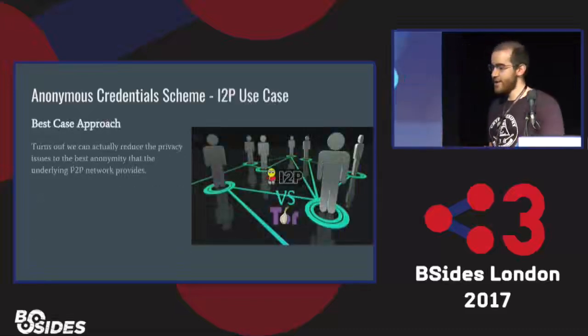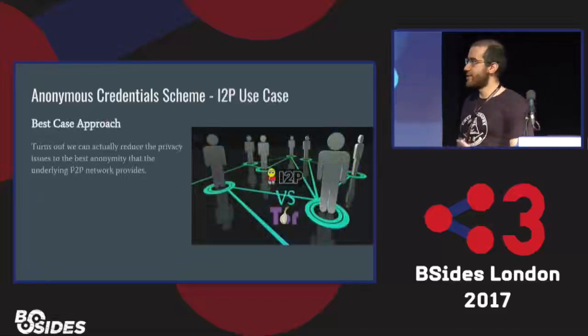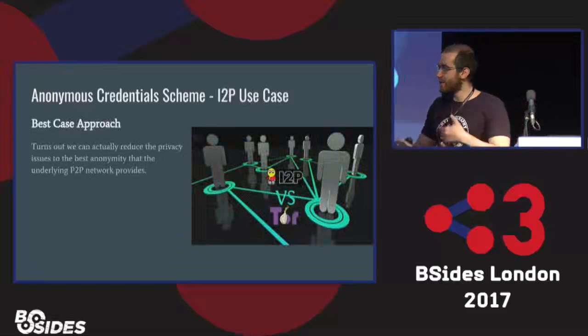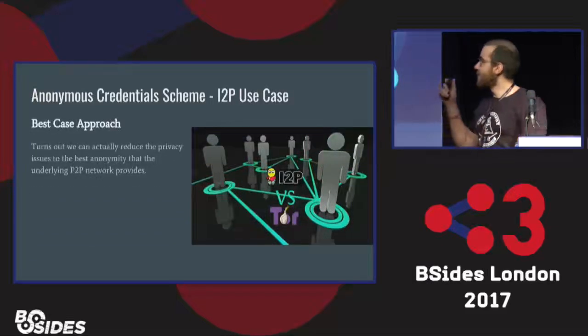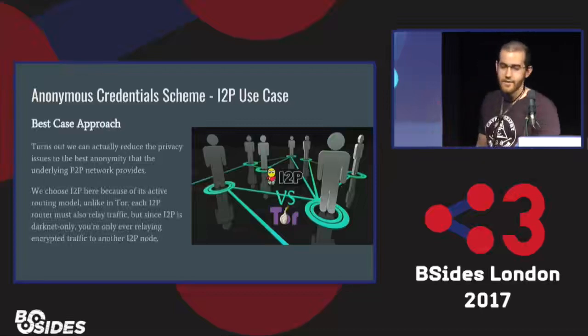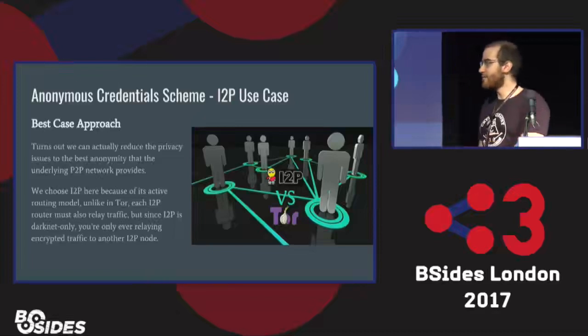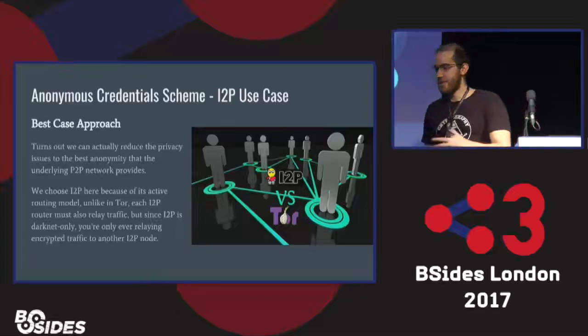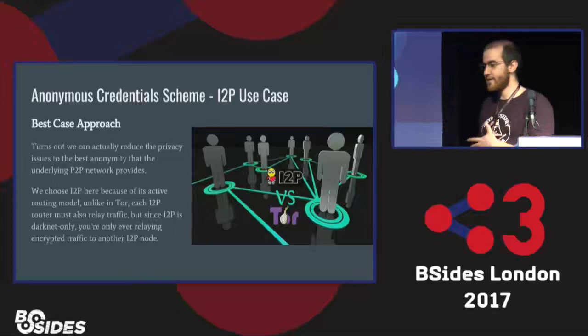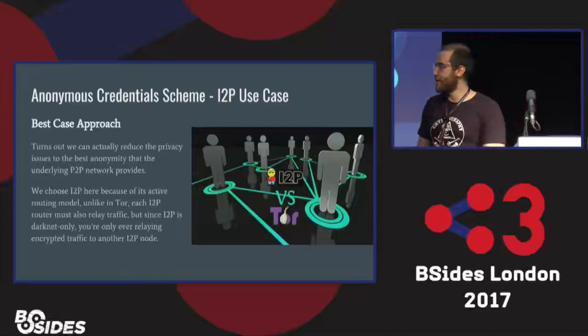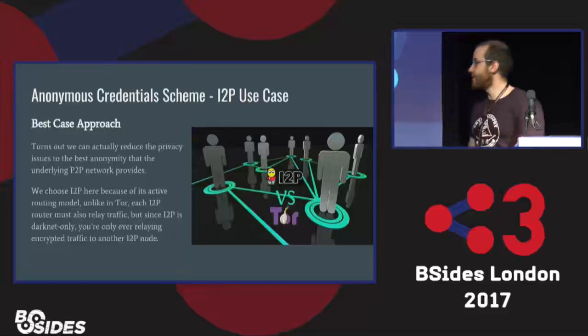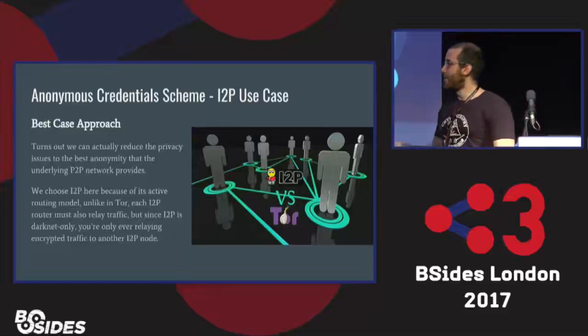It turns out we can actually reduce the privacy issues to the best case, the best anonymity that the underlying P2P network provides. I'll choose I2P here because of its active routing model. Unlike in Tor, each I2P router must also relay traffic. Since I2P is darknet only, you're only relaying encrypted traffic to another I2P node. So it's not like Tor, where if I force you to be an exit node, you get the government knocking on your door two days later because somebody hacked the DNC or whatever through your Tor node. So I2P is darknet only.